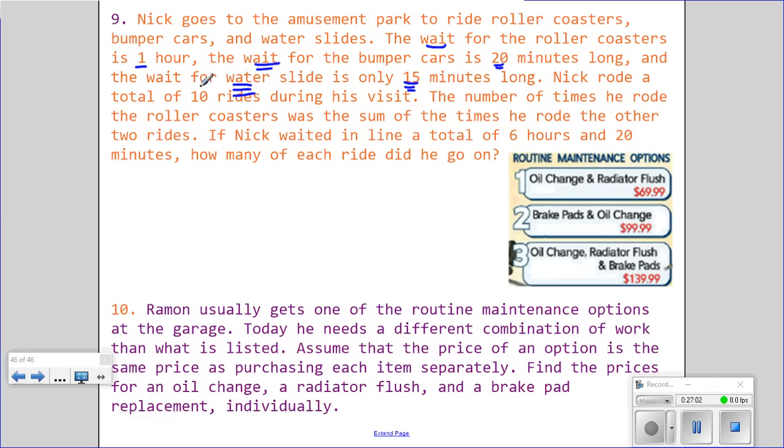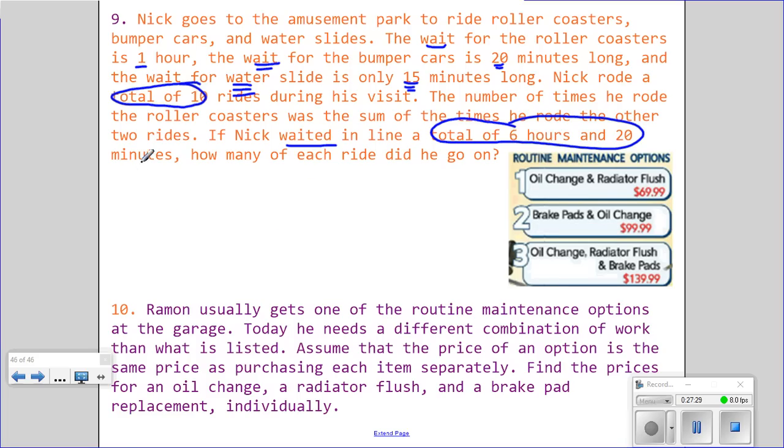Nick rode a total of 10 rides. The number of times he rode the roller coasters was the sum of the times he rode the other two rides. If Nick waited in line a total of 6 hours and 20 minutes, how many of each ride did he go on?